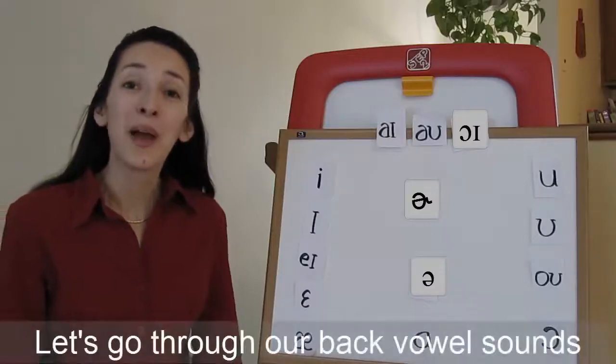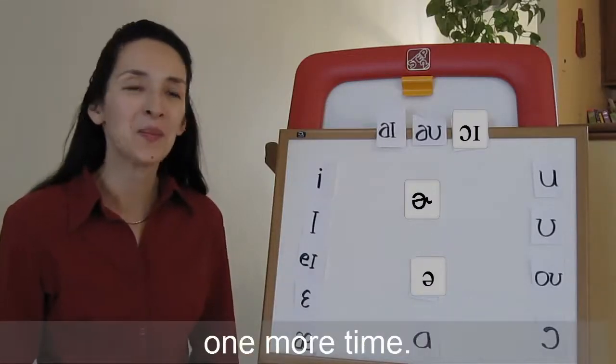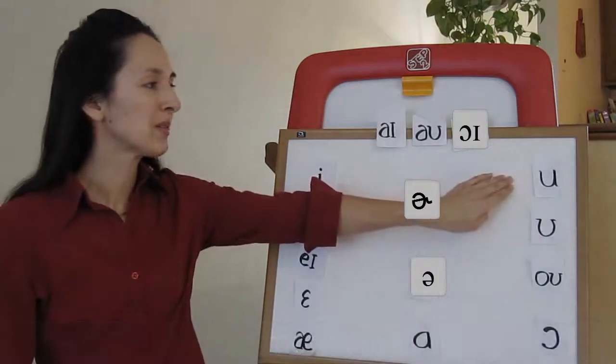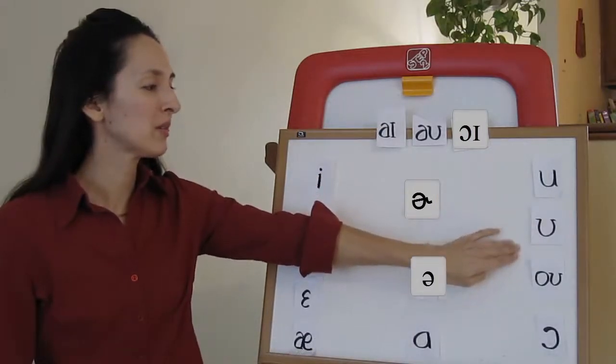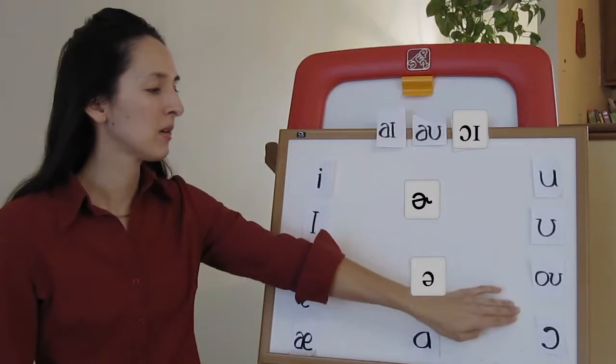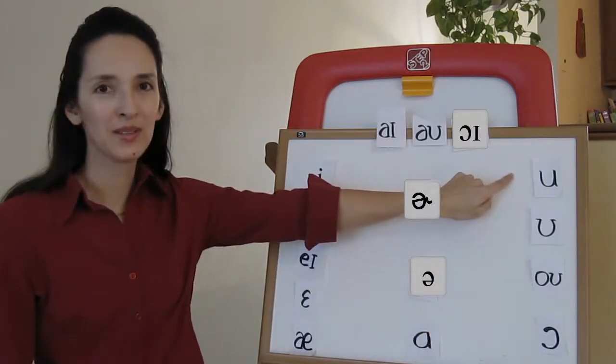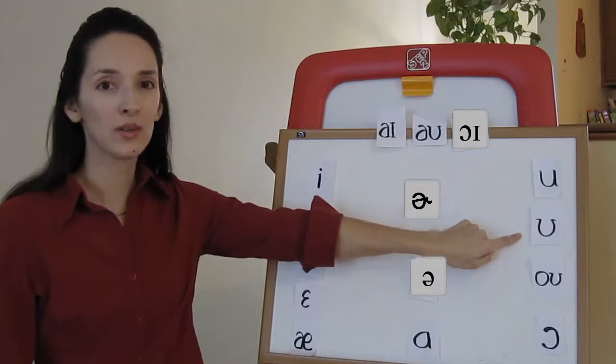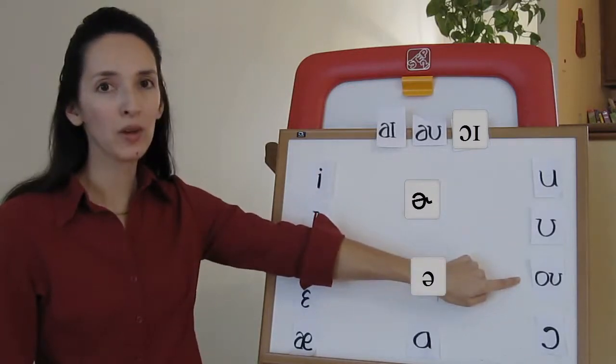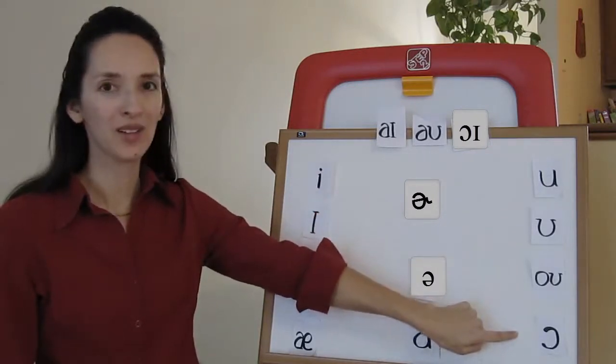Let's go through our back vowel sounds one more time. Oo, o, ah. Oo, o, ah.